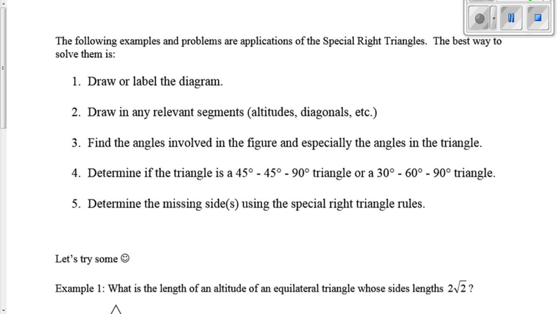All right, so what we're going to do is solve some problems. The following examples are applications of the special right triangles, 45-45-90 and 30-60-90. The best way to solve them is to do the following.